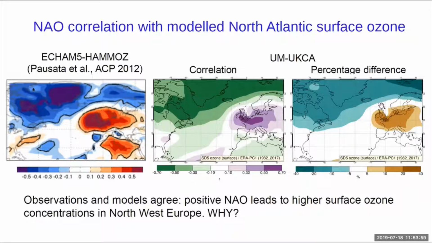And if we want to understand what is the impact of this correlation onto the actual ozone, we can use this plot on the right, which shows you the percentage difference in surface ozone when you have a positive phase of the NAO compared to a negative phase. So this tells you that when the NAO is in a positive phase, you get surface ozone in Europe up to 20% higher than when you have the NAO in a negative phase. So the question then is, why does that happen?